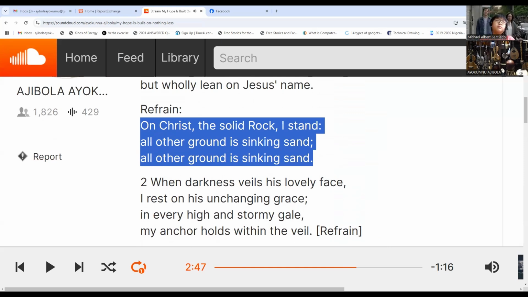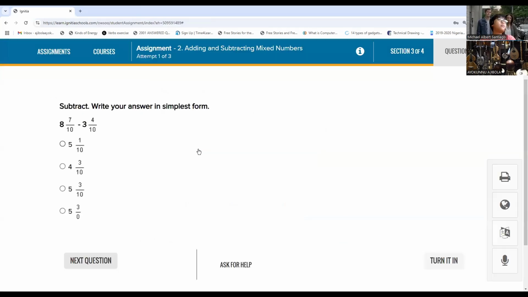Okay, so we can go back to the page now. Let me share the screen, okay? So do you think you can do this one and find the answer? Okay, try. Tell me your answer, Miggy. I think it's the first option. Did you say first option? It's the first option.